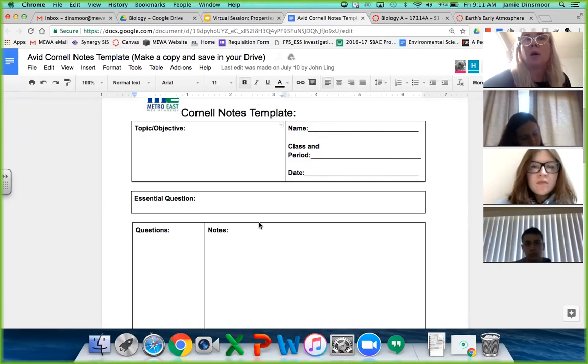So if you would like to use the template digitally, just take a second right now to make a copy of it and get it set up for today. If you already have notes about the properties of water, open those or get those out so that you can add to them, because I'm not going to make you write stuff that you already wrote.